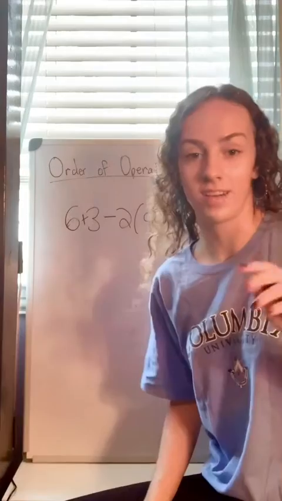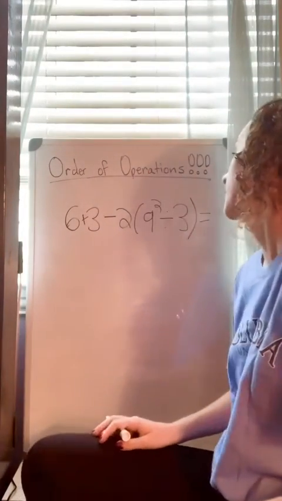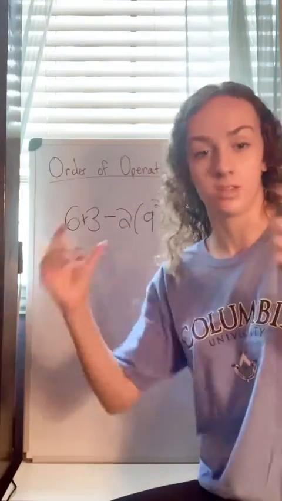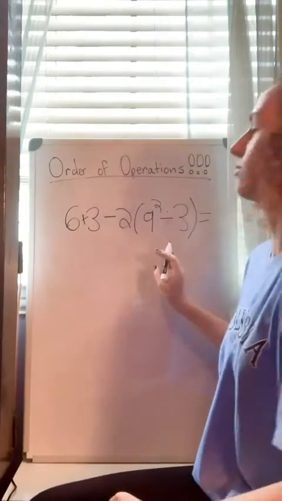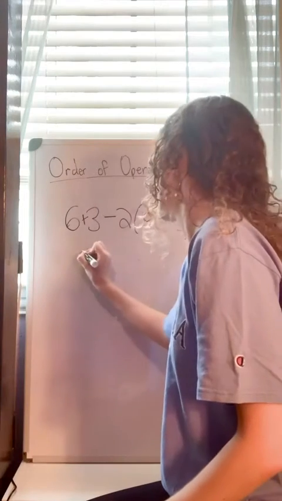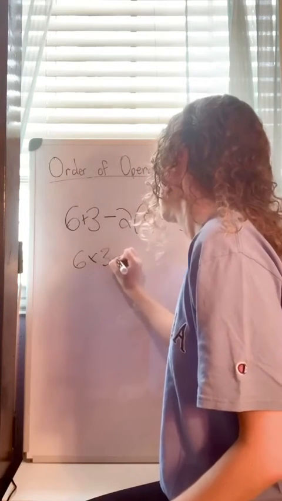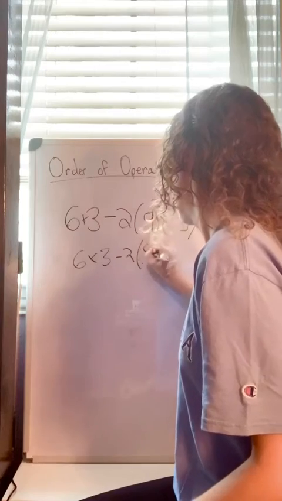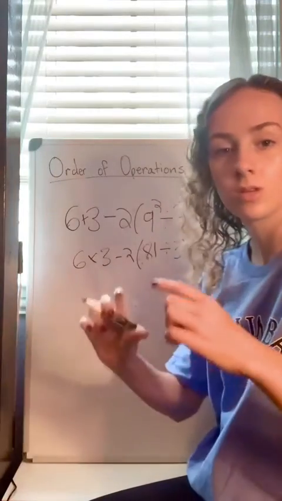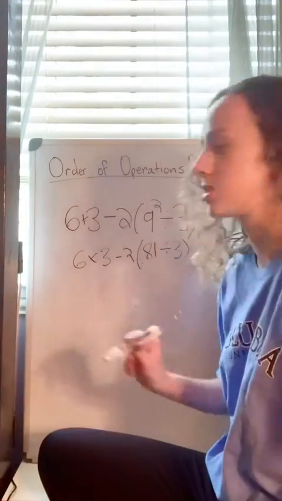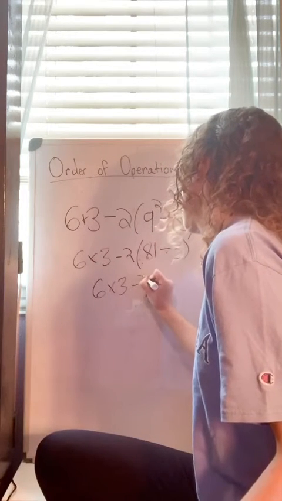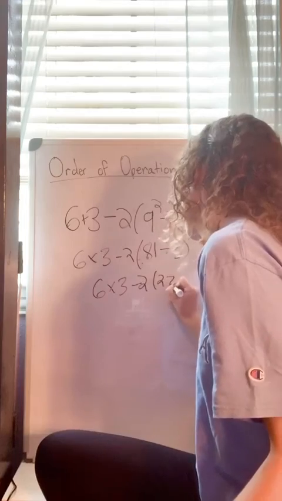Okay, so we have one final equation left to solve. Remember PEMDAS, we're going to start with our innermost parentheses, which is this 9 squared divided by 3. In the PEMDAS order, the first thing we would do is simplify the exponent. 9 squared is 81, so we would rewrite this as 6 times 3 minus 2 times 81 divided by 3. Keeping with our innermost parentheses, 81 divided by 3 is 27. So we would rewrite this as 6 times 3 minus 2 times 27.